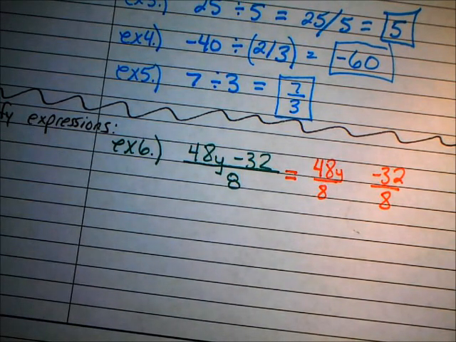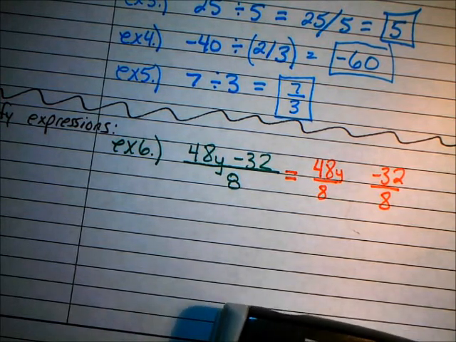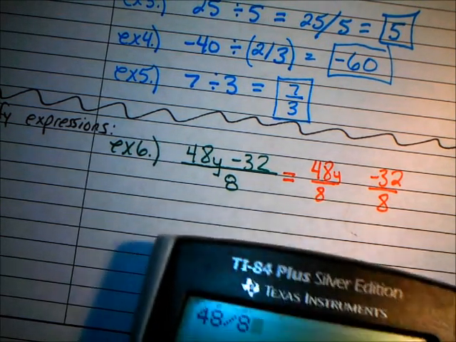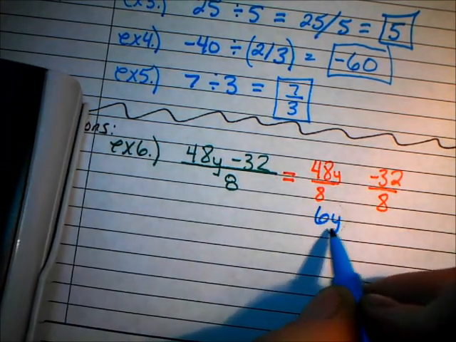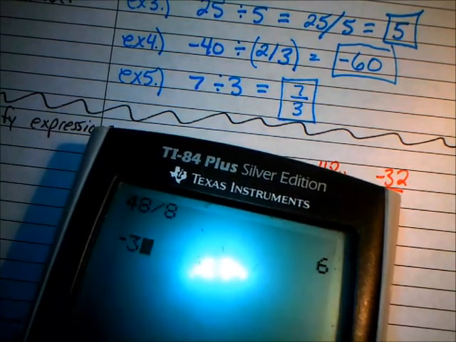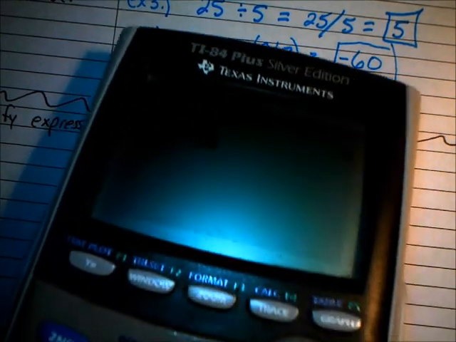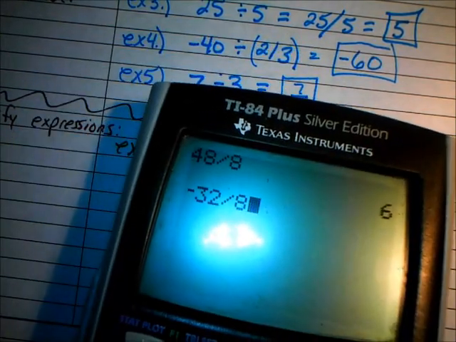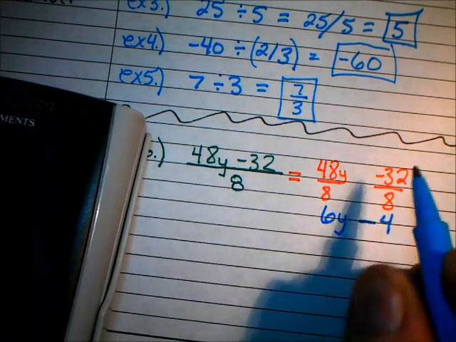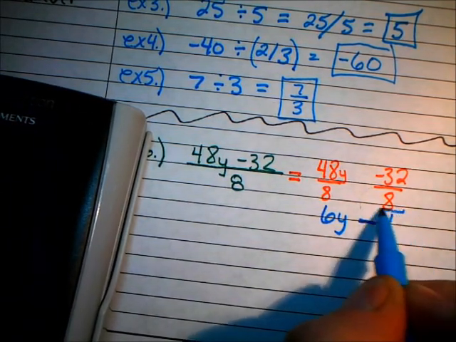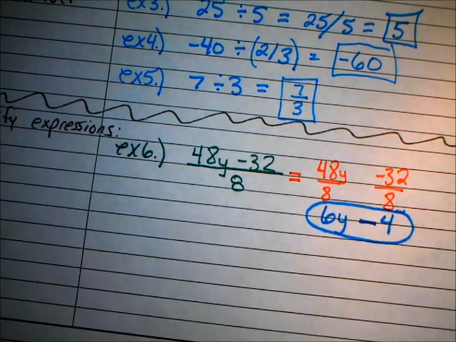If I actually simplify this now, 48 divided by 8, if you don't know it, type it in your calculator. 48 divided by 8 is 6y. And then negative 32 divided by 8, if you don't know your answer, type it in and see that it is negative 4. So when I write this in my equation, I put a minus 4, and there's my expression.